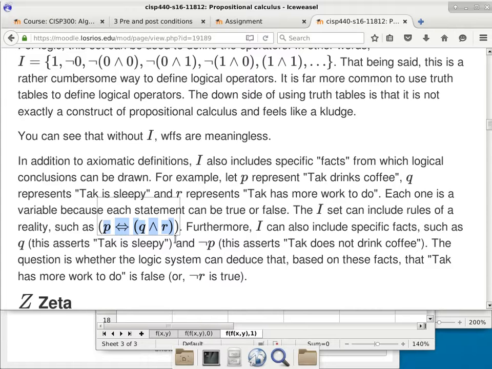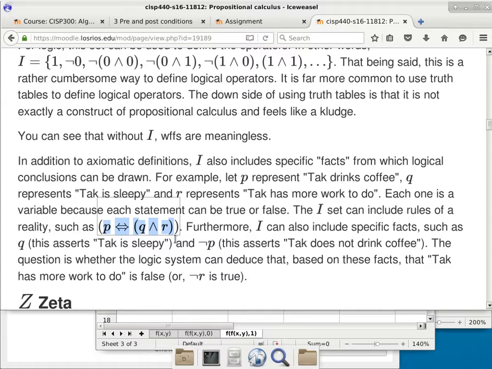Attack may not be drinking coffee. He may not be sleepy. He may not have more work to do. So what is this really saying about this world? Let's do a truth table. This will help you understand, what does it mean when something is in iota?